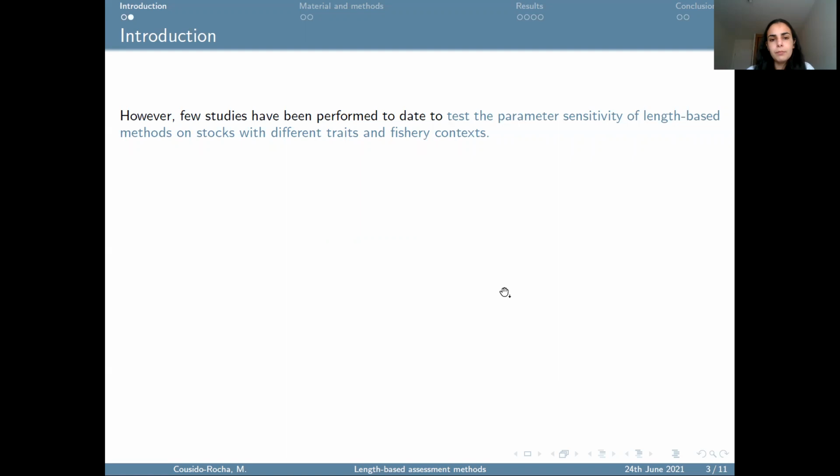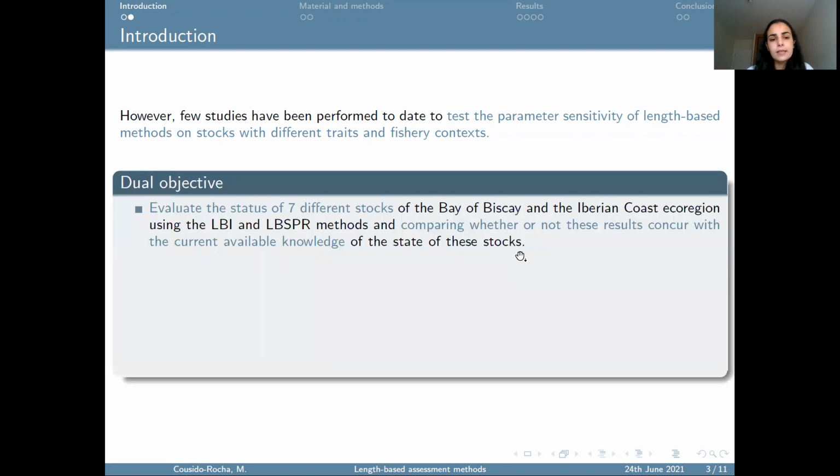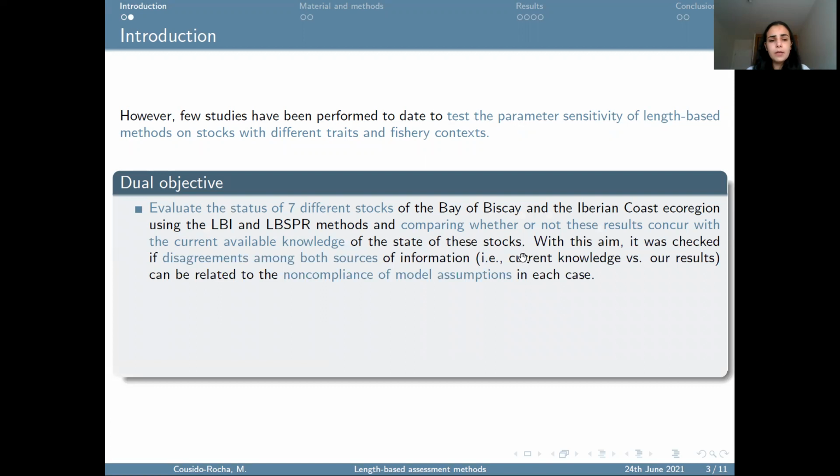However, few studies have been performed to test the parameter sensitivity of these length-based methods on stocks with different traits and fishery context. Hence, in this work, we address the following two aims. First, we evaluate the status of 7 different stocks of the Bay of Biscay and Iberian coast ecoregion using the LBI and LBSPR methods and comparing whether or not these results agree with the current available knowledge. With this aim, it was checked if disagreements between both sources of information can be related to the non-compliance of model assumptions.